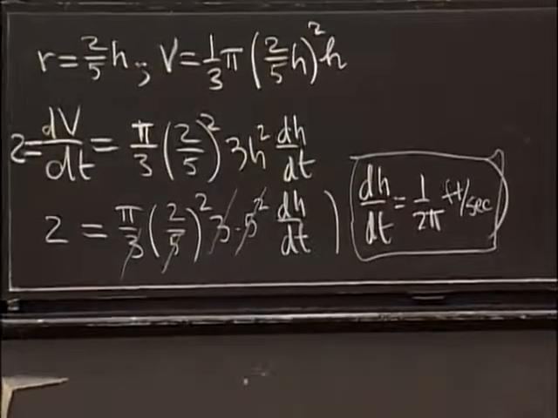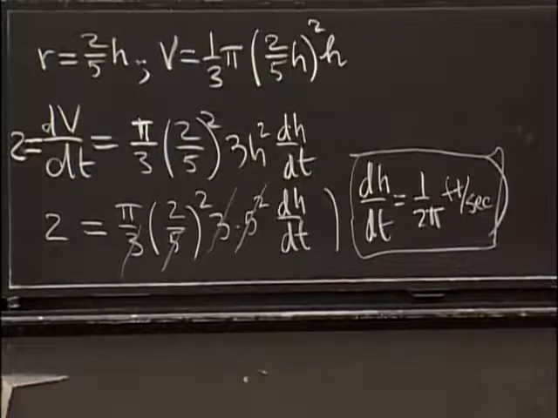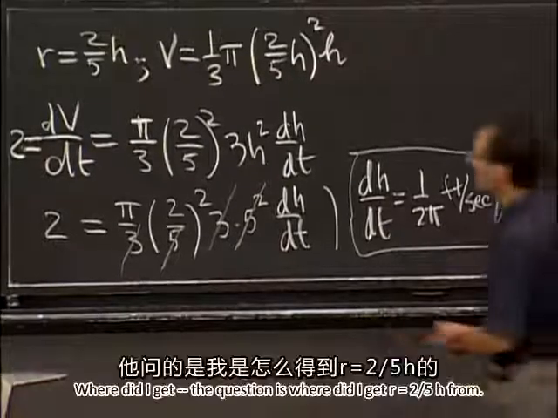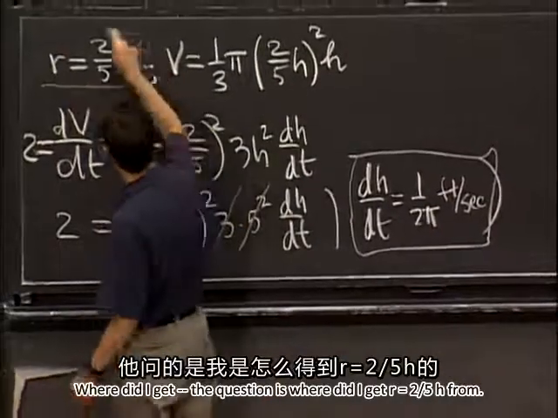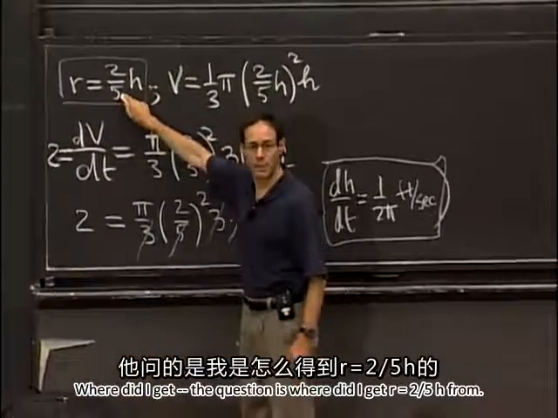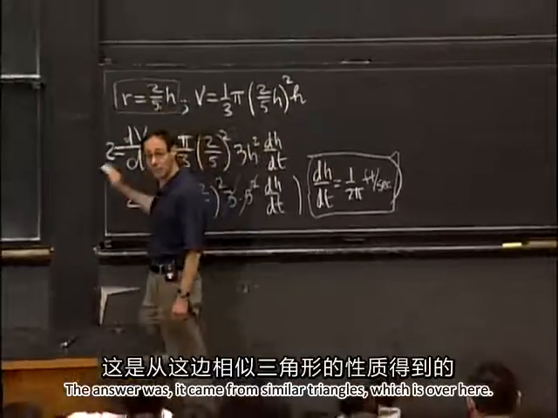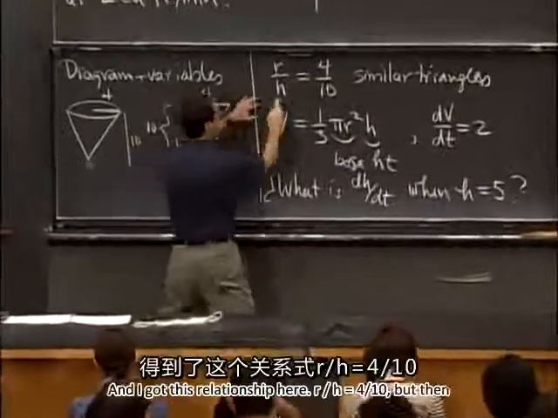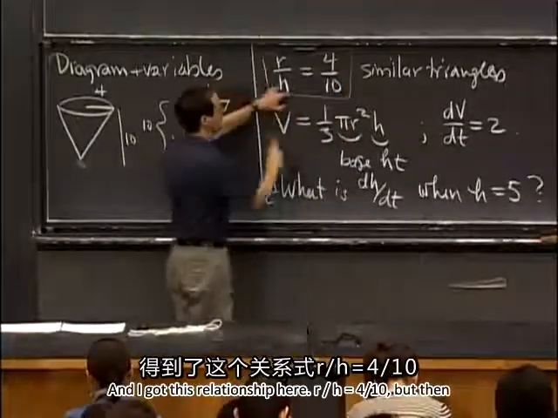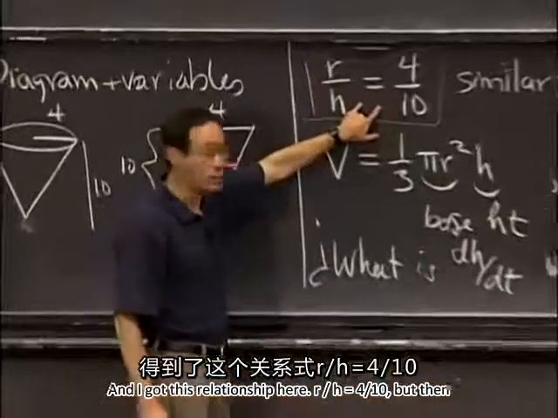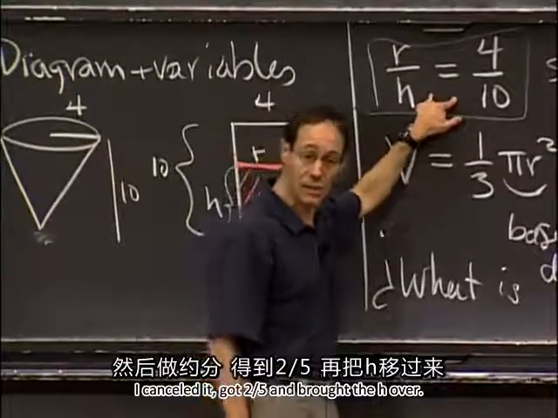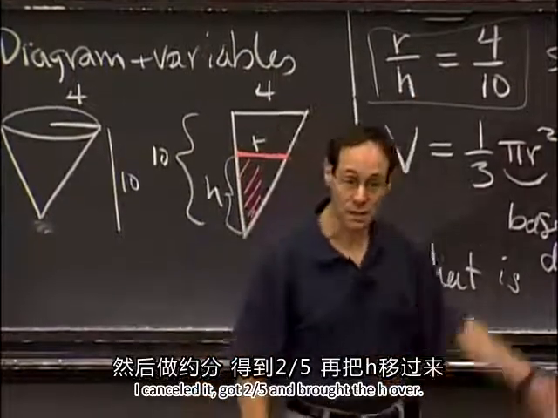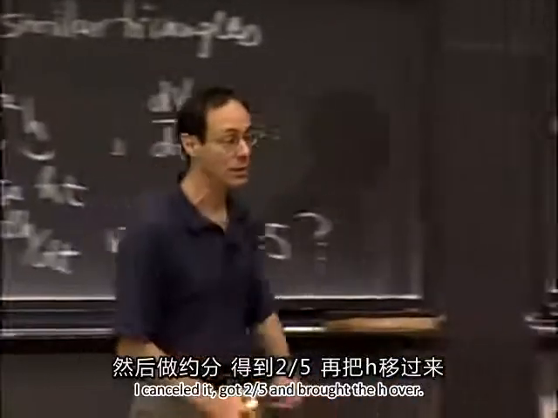Question, way back there. Where did I get r equals 2/5 h from? The answer was, it came from similar triangles, which is over here. I did this similar triangle thing, and I got this relationship here. r divided by h is equal to 4/10, but then I canceled, got 2/5, and brought the h over.